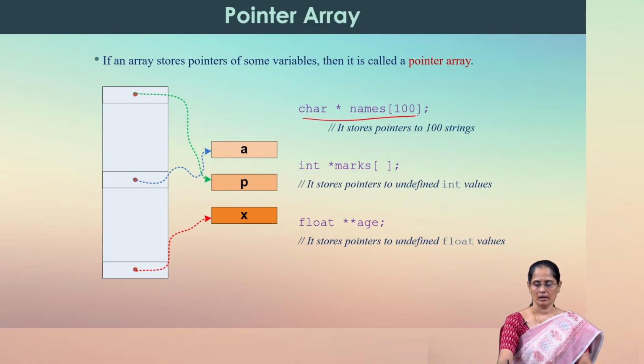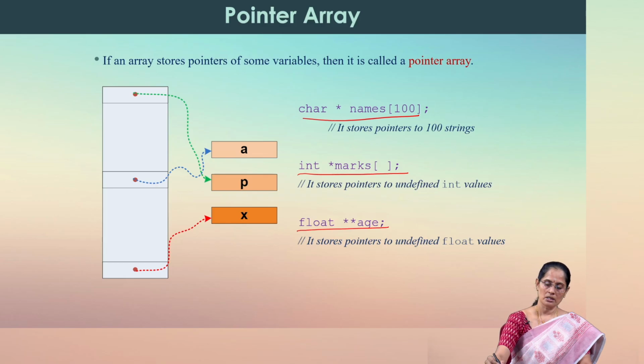Then we will learn about using pointers for arrays. If an array stores pointers to some variables, then it is called a pointer array. Okay, so what are we doing here? We have a character array as a pointer. Here the integer array has a pointer symbol, which means it stores pointers to undefined int values. Similarly, float asterisk asterisk age is also a pointer array, pointing to undefined float values.